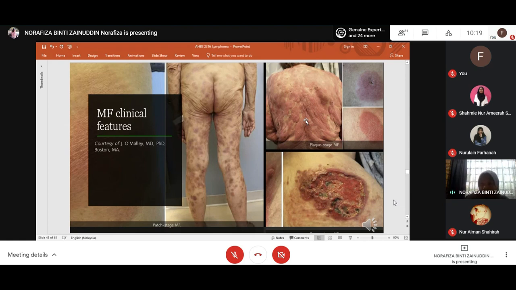So tumor stage here, tumors exhibit a significant vertical growth. They must measure at least 1 centimeter in diameter. They are often ulcerated. Ini memang dah teruk lah.